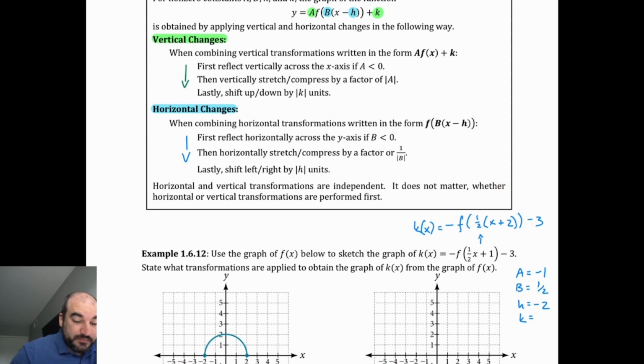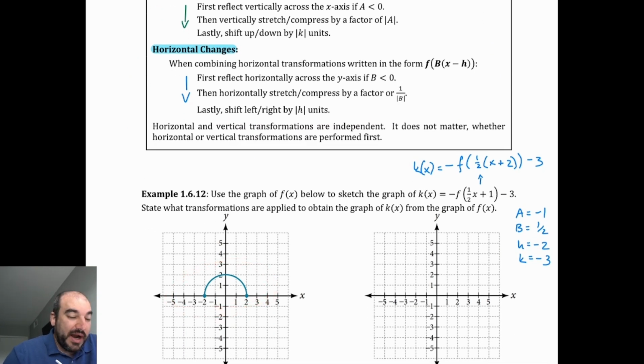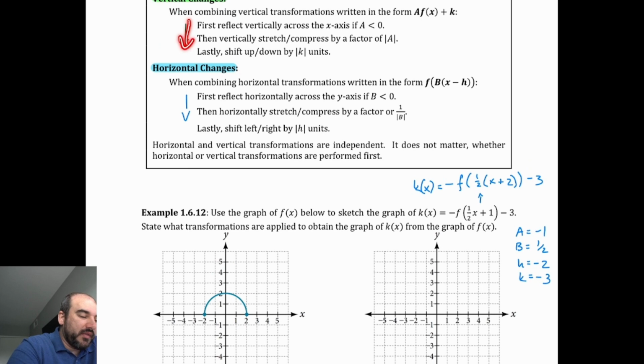Finally, what's the k? -3. Yes, negative 3. That one is not going to change because the original formula has a plus k. So this plus number here is a negative 3 that we're adding to the function at the end. So based on those 4 things, you should be able to figure out what vertical and horizontal changes are happening and then apply them to this graph. Okay, make sure you're doing them in this order when you're doing it.